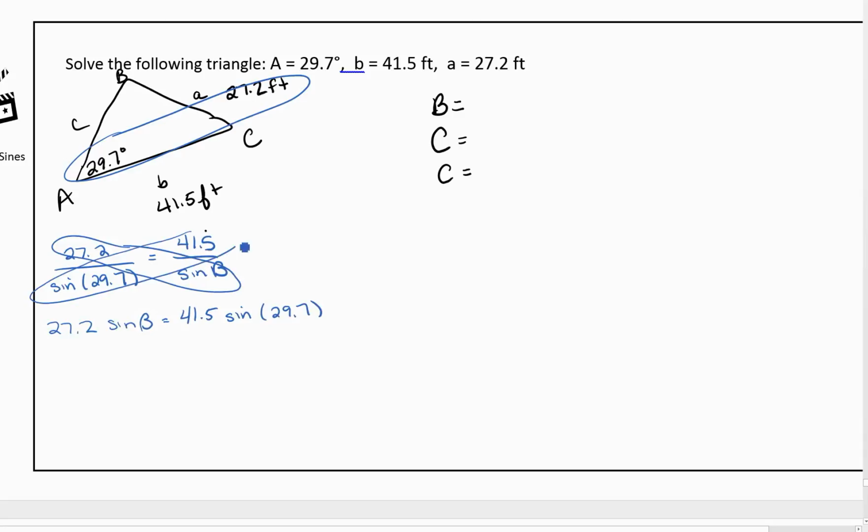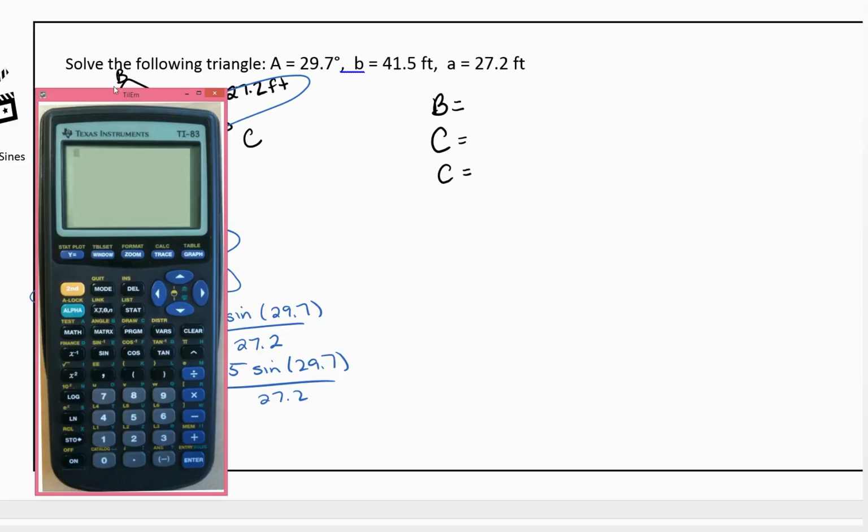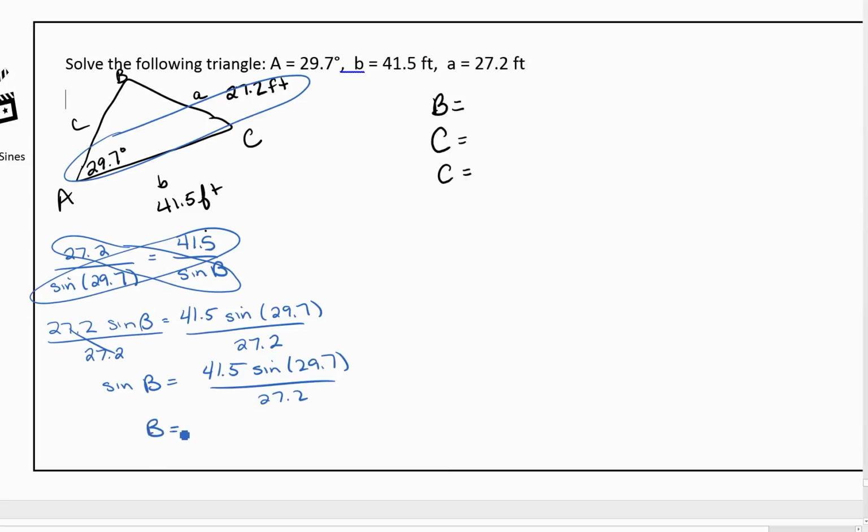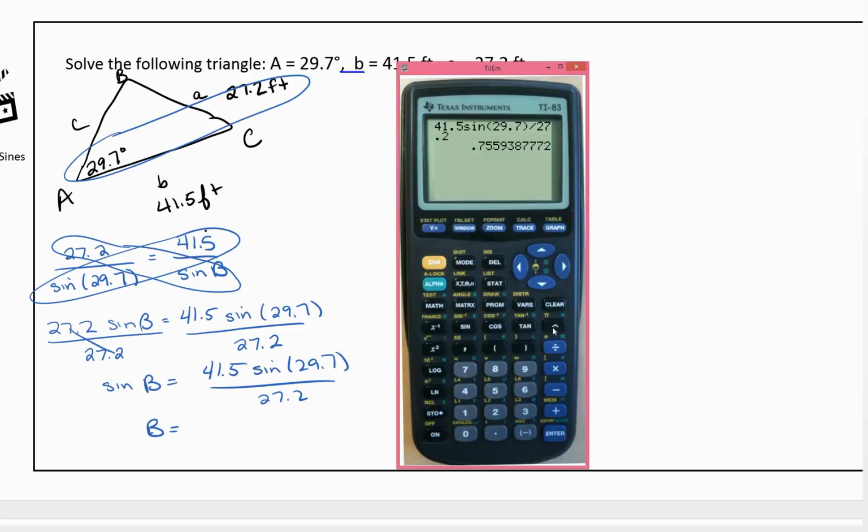And then to get sine of B by itself, we're going to divide both sides by 27.2. We'll put this in our calculator in just a minute. So 41.5 times sine of 29.7 divided by 27.2. Okay, so here we're getting 0.755, whatever. Now to find B, we want to take sine inverse of that. So we're going to do sine inverse of our answer. Okay, so we get B is 49.1 degrees.